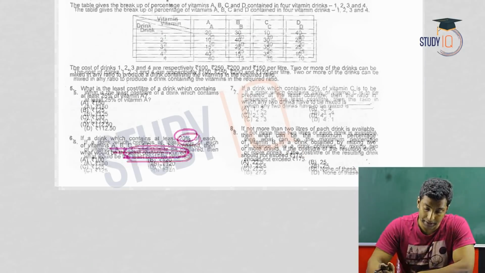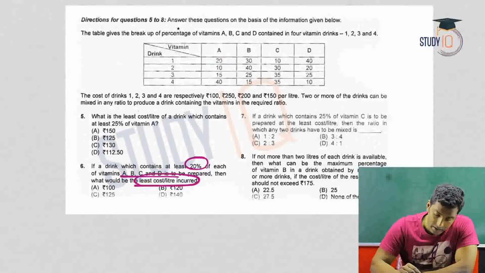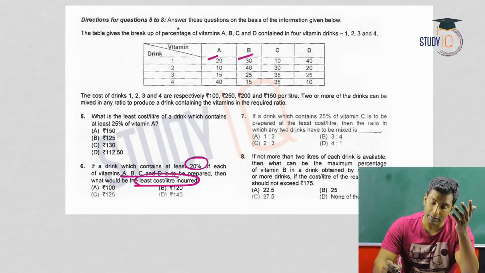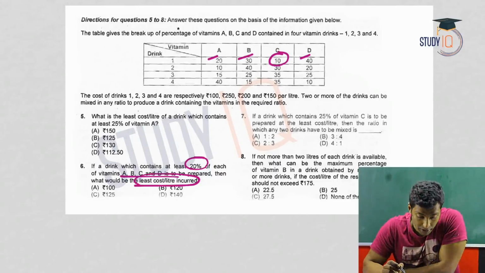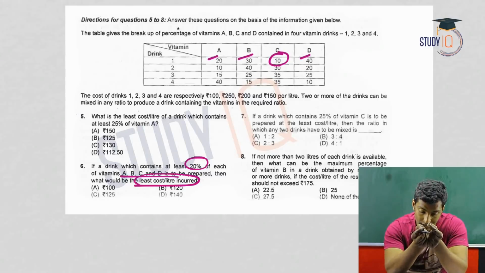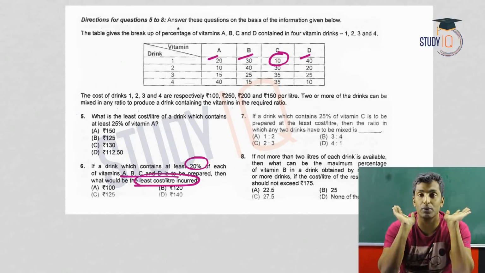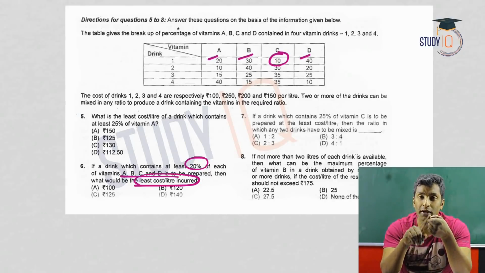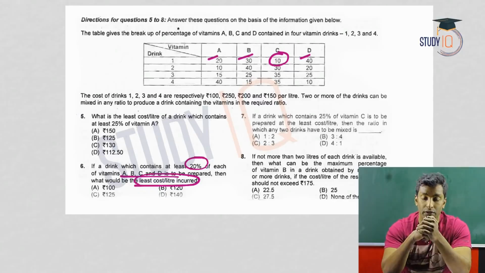So let's look at the drinks. See, drink 1 is the cheapest. In that you are getting 20% A, 20% B, definitely 20% D also. Only problem is C. Vitamin C is 10%. So if the question is about getting 20% of A, B, D at a cheaper price, I just need to take drink 1. That's it. I don't want to mix also. But here, since C also needs to be 20%, I need to mix some of the other drink, right? So which one is best so that the cost will also be less?